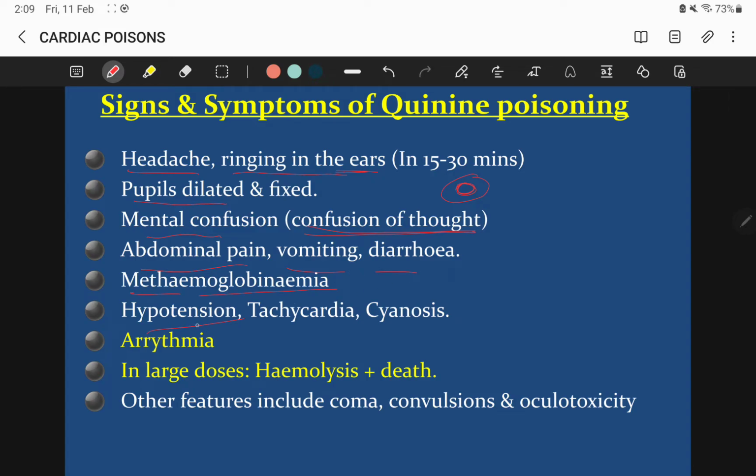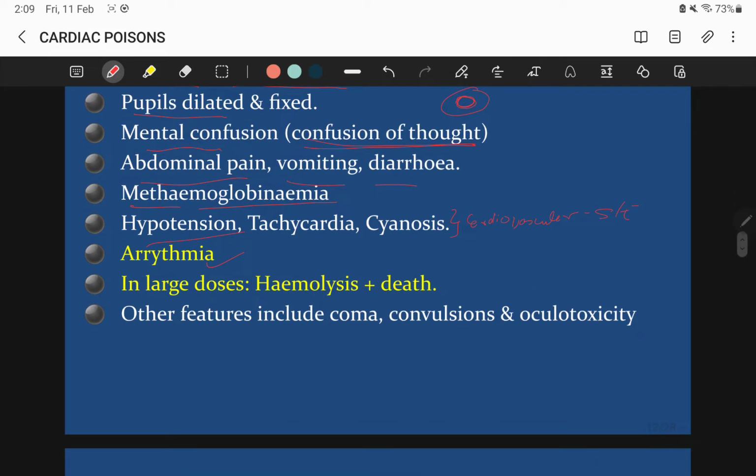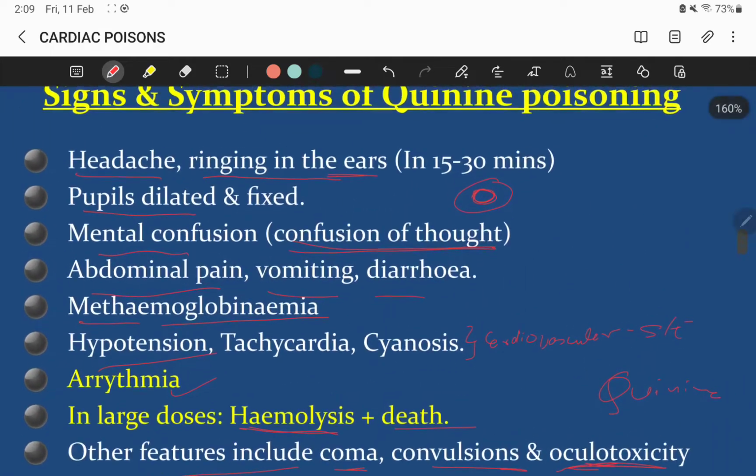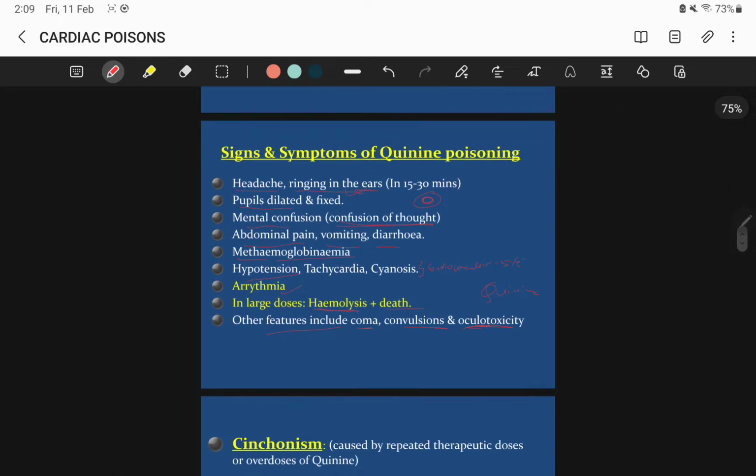methemoglobinemia, and hypertension. These are the cardiovascular side effects. Arrhythmia, and in large doses it will cause hemolysis and death. We are studying about quinine. Other features include coma, convulsions, and oculotoxicity, even in the eye, and sometimes ototoxicity, ringing of the ears. So these are the signs and symptoms.